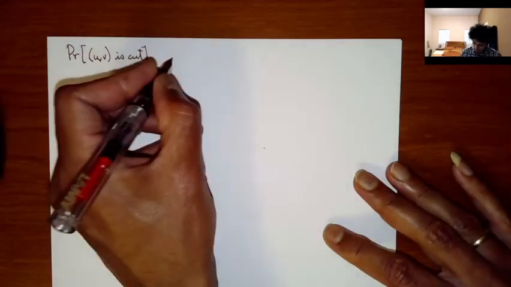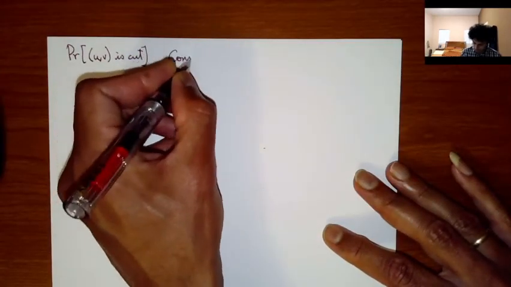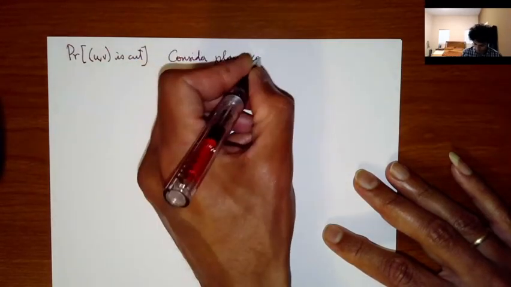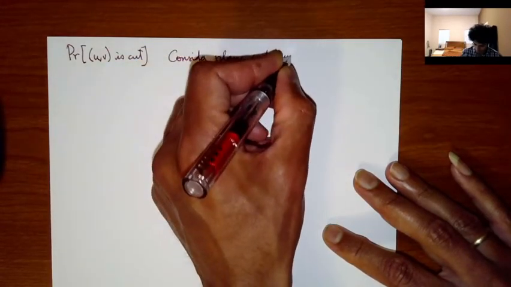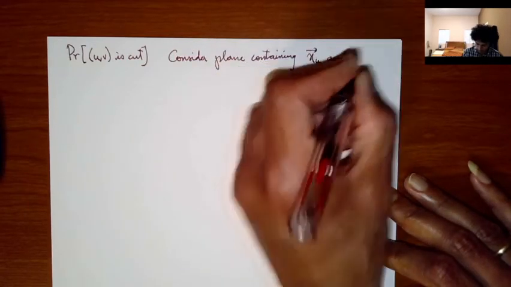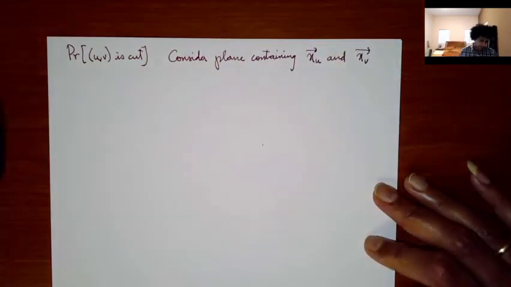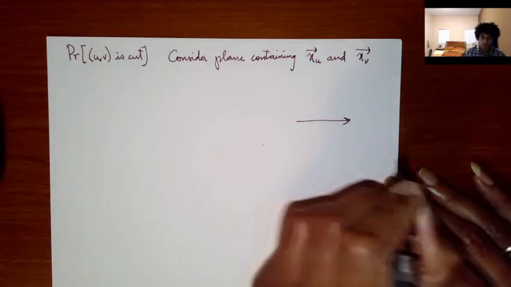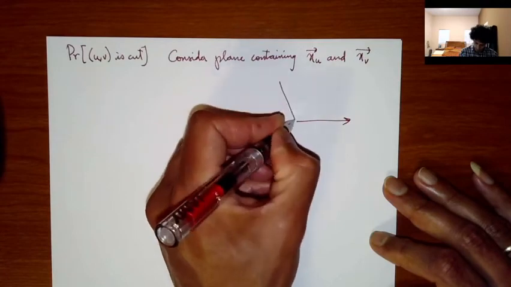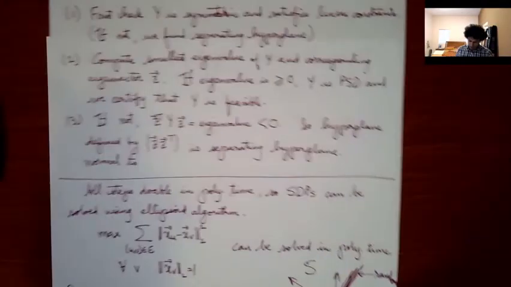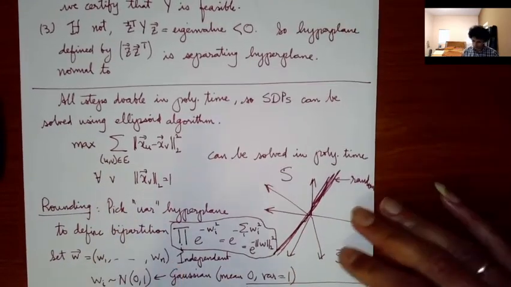So it turns out we can draw this out. Consider the plane containing the vectors xu and xv. Okay, so I'm just going to draw these out. These are 2 vectors here. I'm going to make a comment here. It's an exercise that doesn't require much work, but you have to think about it a little bit.